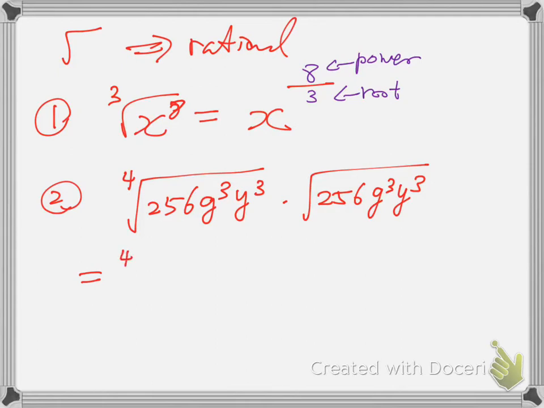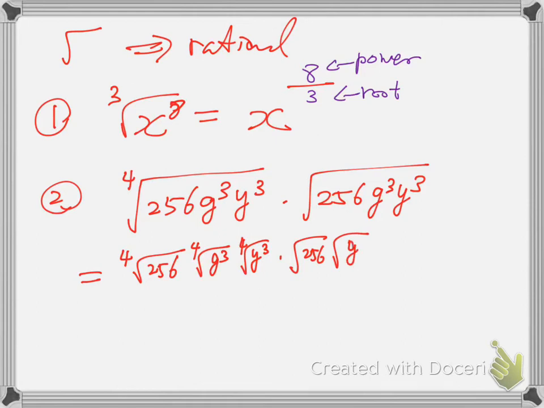So the 4th root of 256, the 4th root of g cubed, the 4th root of y cubed, times the square root of 256, the square root of g cubed, the square root of y cubed. Now what's the 4th root of 256? It's 4, right? And then g has rational power 3 over 4 because it's a 4th root. And y, here it is a 4th root, so it's 3 over 4.